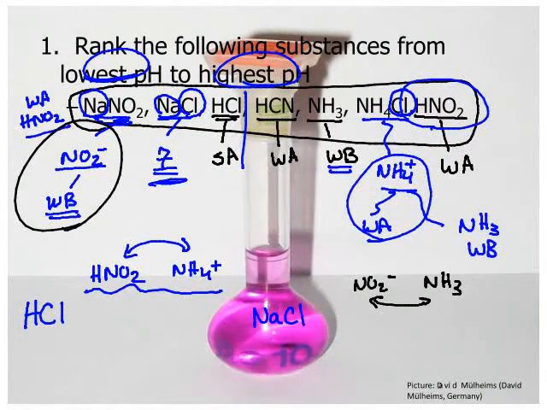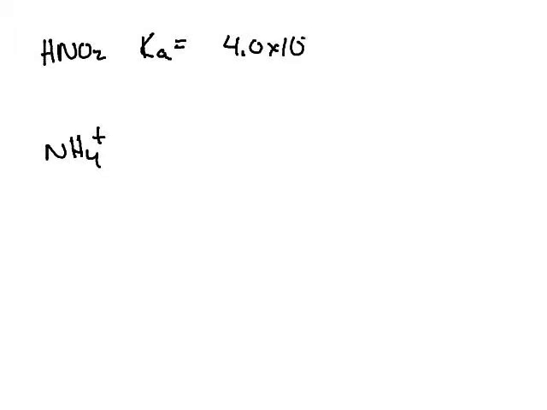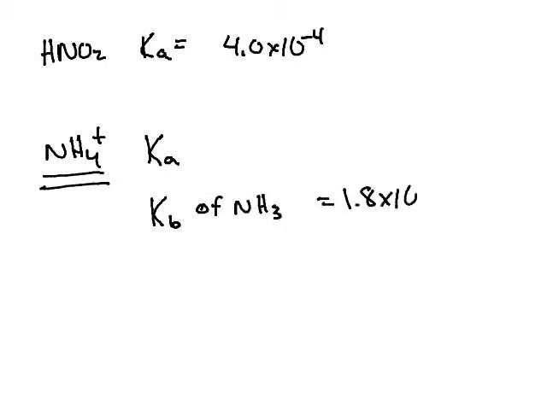To do this, I'm going to need the tables in the back of the book. So I'm going to do HNO2 versus NH4 positive. For HNO2, I'm going to look up its Ka value. Looking in the back of the textbook for nitrous acid, it is 4.0 times 10 to the minus 4th. For ammonium, I need its Ka, but what I can find is the Kb of ammonia, which is 1.8 times 10 to the minus 5th.